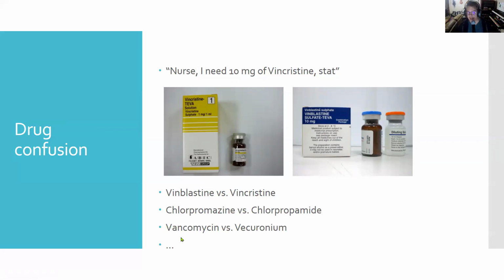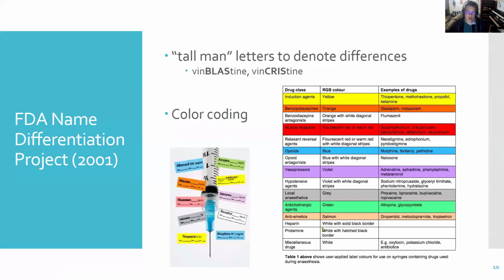So the story with vancomycin and vecuronium would have come before the 2001 solution approach here. The FDA, Food and Drug Administration, recognized that drug confusion, people mixing up drugs in the operating room, was a big problem. People are dying because of it. And they said, rather than just tell people, hey, look more closely next time, that's not going to solve it.